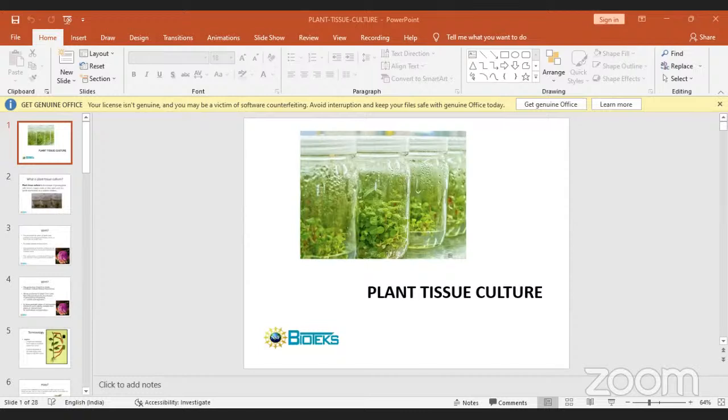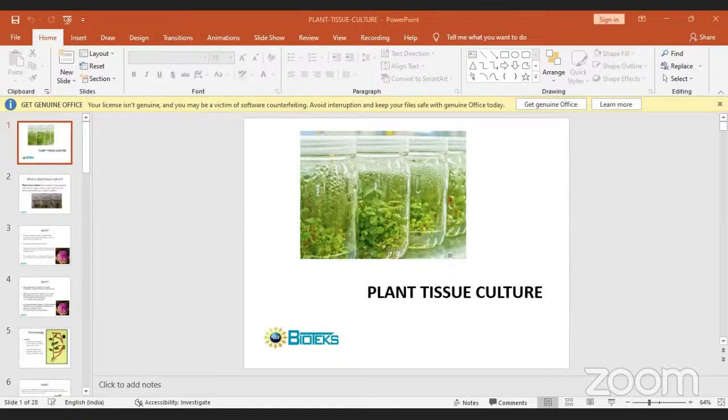Plant tissue culture is used as a collective term to describe all kinds of in vitro cultures. These cultures can be cell culture, tissue culture, or organ culture. Cultures are generally initiated from sterile pieces of the plants known as explants. What is the meaning of explants? Cultures are generally initiated from sterile pieces of plants known as explants.